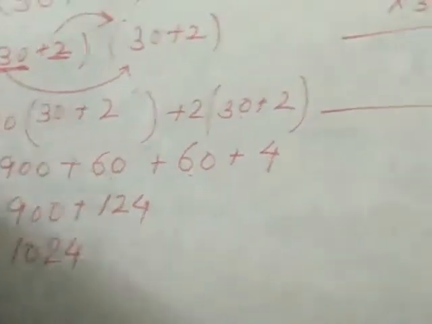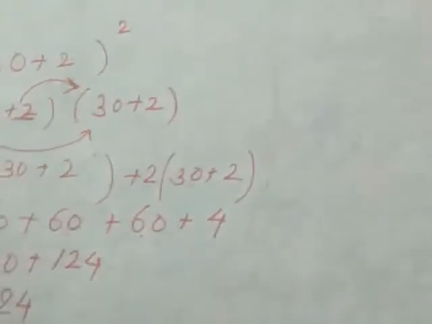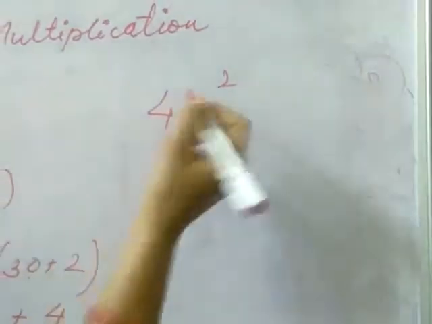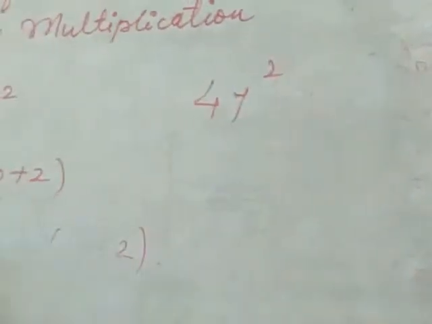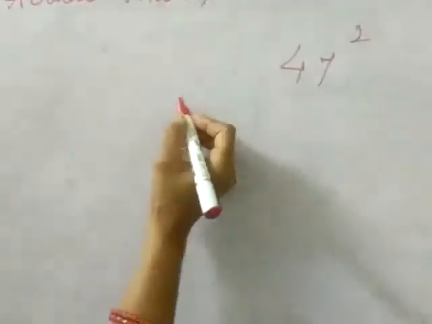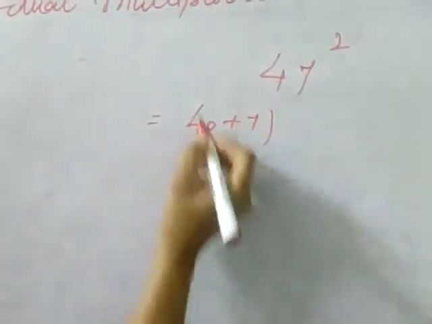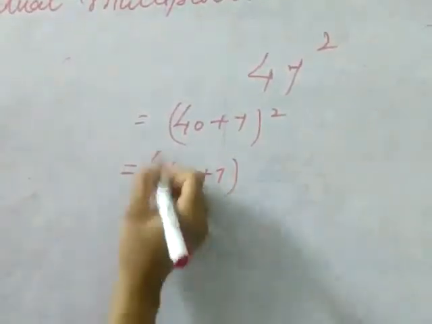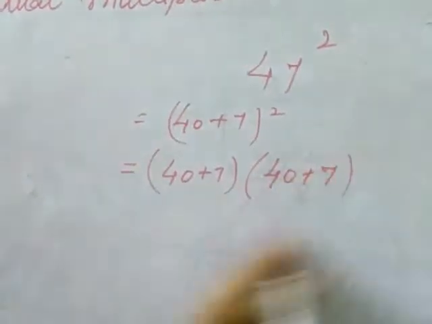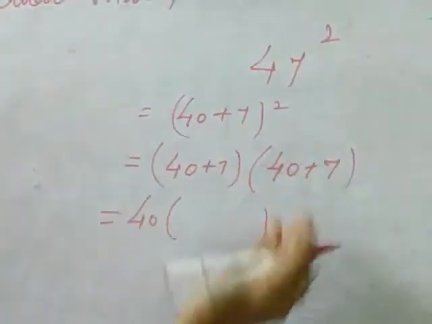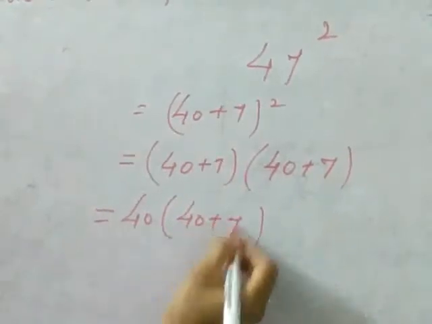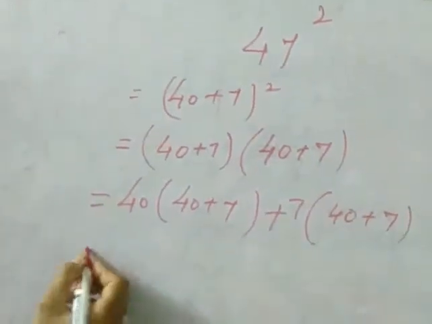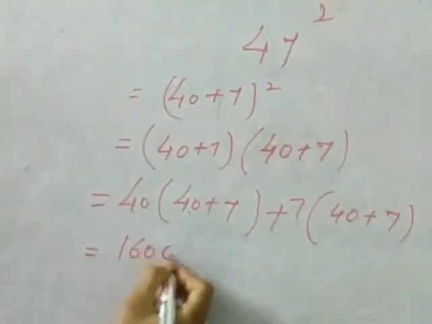So now take one more sum. Suppose I take 47 square, you have to find out. Now 47 square can be written as 40 plus 7 whole square. This is equal to 40 plus 7 into 40 plus 7. The next step, 40 into this bracket plus 7 into again this bracket. Now open it. 40 into 40 is 1600.